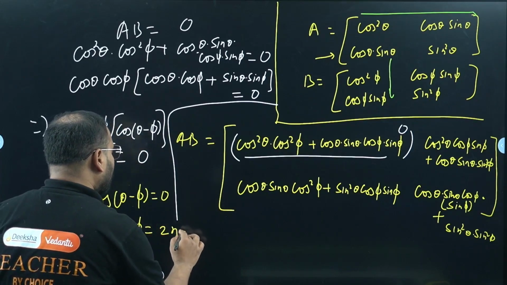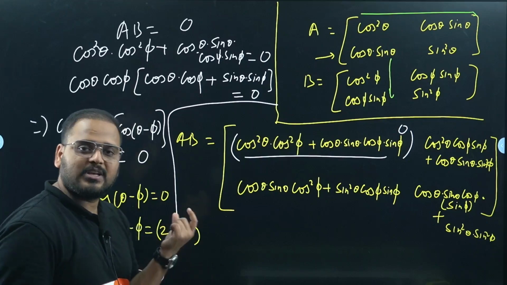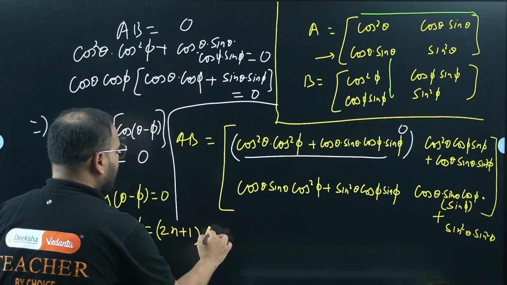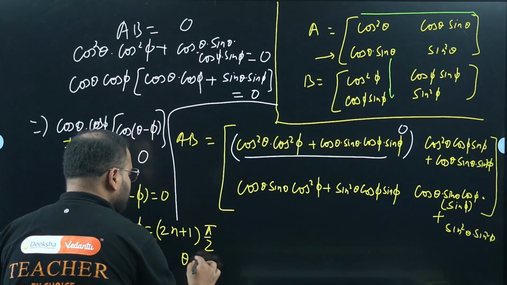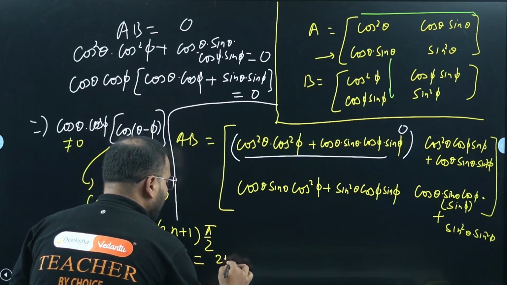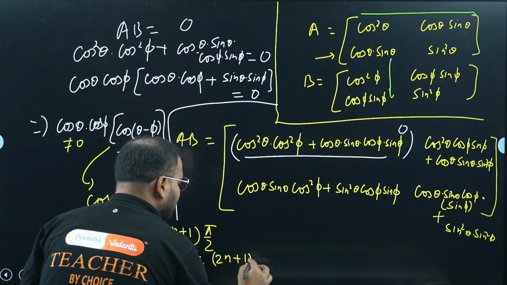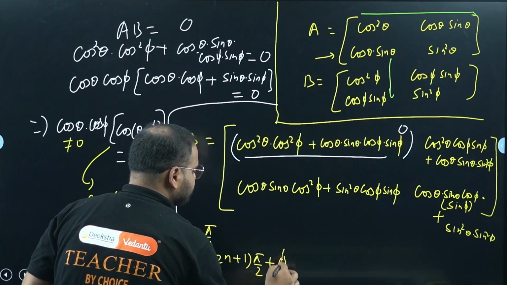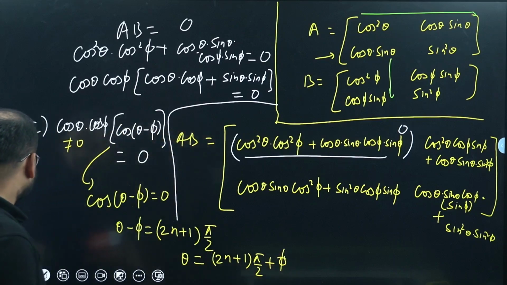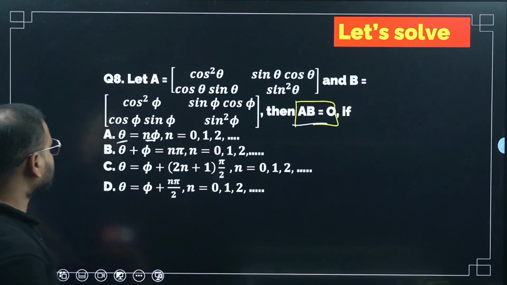How do I write an odd number? 2n plus 1. 2n is even, 2n plus 1 is odd. Multiple of pi by 2. I'm trying to write for theta. So theta will be equal to 2n plus 1 times pi by 2, and phi will come here and become positive, plus phi. Check your options.